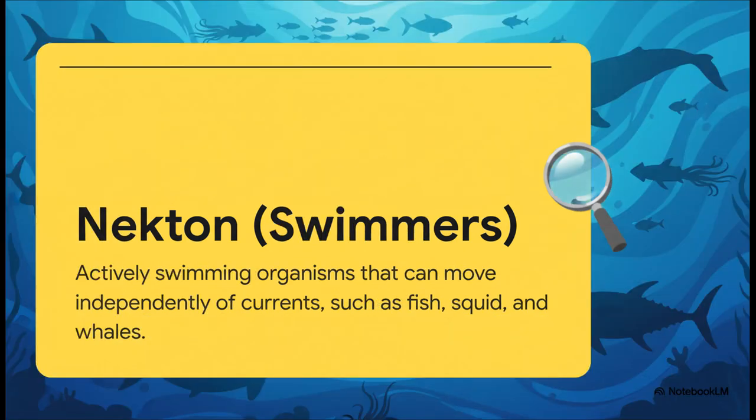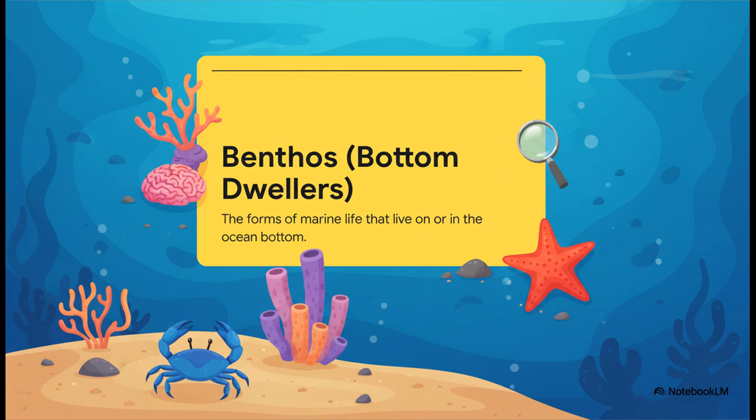Then you have the nekton. These are the swimmers. Unlike plankton, they can actually move on their own against the current. This group includes pretty much everything you'd picture: fish, squid, turtles, and, of course, whales. And last but not least, we have the benthos. These are the bottom dwellers. They live on, in, or are attached to the seafloor. It's an incredibly diverse group. Everything from corals and sponges just stuck there to crabs and sea stars crawling around.